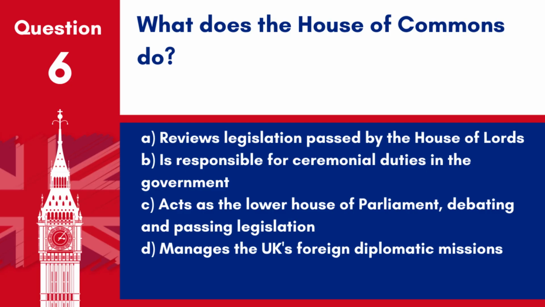Question 6. What does the House of Commons do? A. Reviews legislation passed by the House of Lords. B. Is responsible for ceremonial duties in the government. C. Acts as the lower house of Parliament, debating and passing legislation. D. Manages the UK's foreign diplomatic missions.